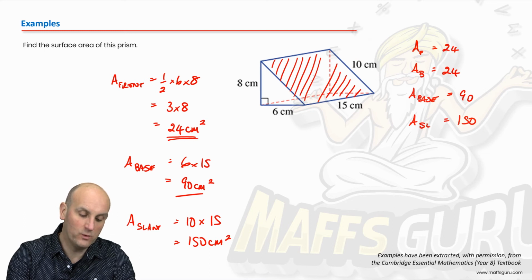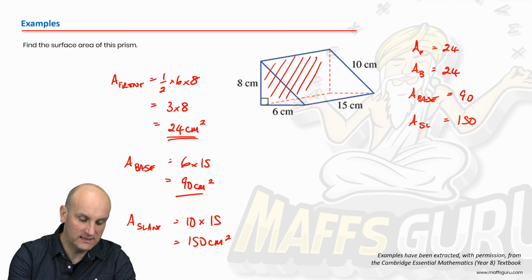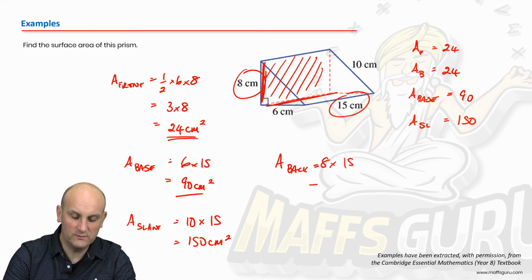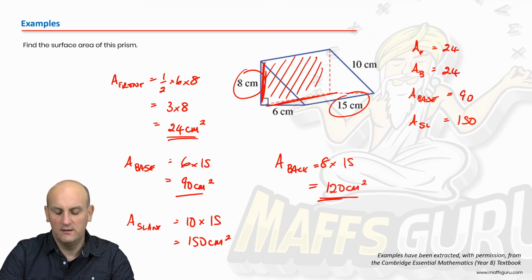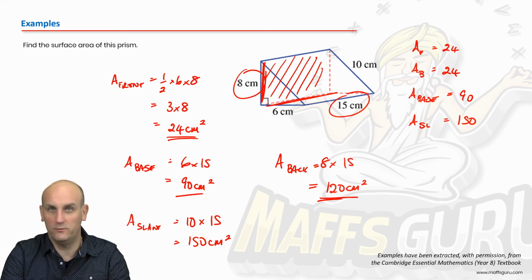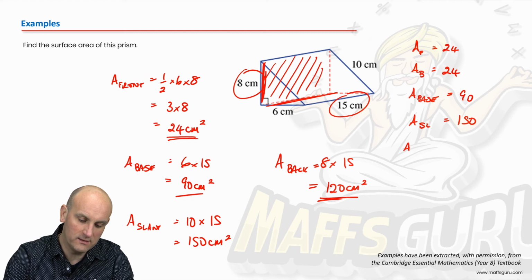And then we only have one area left to do, which is basically the area of this back section here, which is 8 centimeters high by 15 centimeters. So the area of the back is 8 times 15, which is 120 centimeters squared. How did I do that? 15 times 2 is 30, 30 plus 30 is 60, 60 times 2 is 120. That's just the way I do it. So the area of the back is equal to 120.